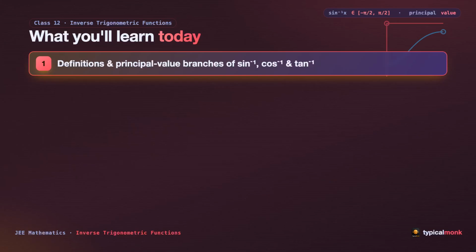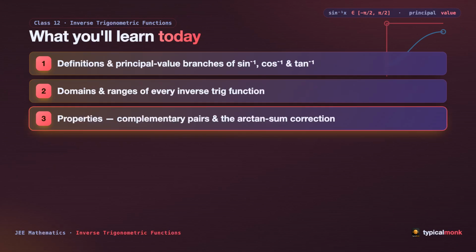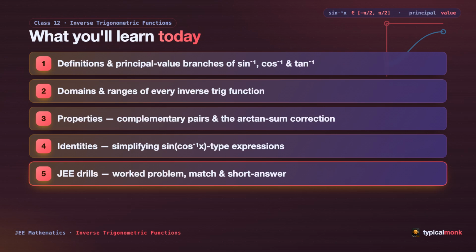So what will you carry home from today's class? First, the definitions and the principal value branches of sine inverse, cosine inverse, and tangent inverse. Second, the domains and ranges, the exact numbers every principal branch is allowed to touch. Third, properties, the complementary pairs, and the tangent inverse sum formula, correction term included. Fourth, identities, simplifying an expression like sine of cosine inverse x with nothing but a right triangle. And fifth, the JEE drills, a worked problem, a match, and a short answer round. Ready? One idea at a time.